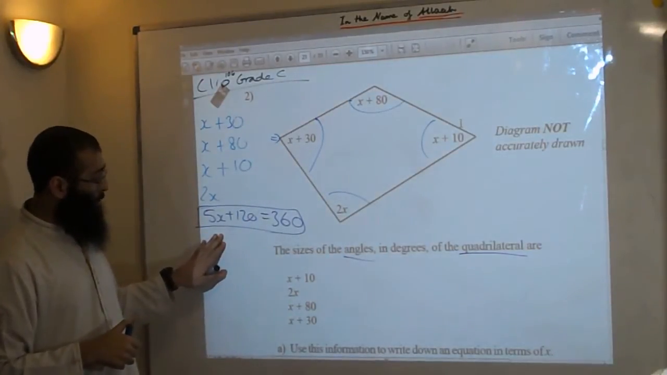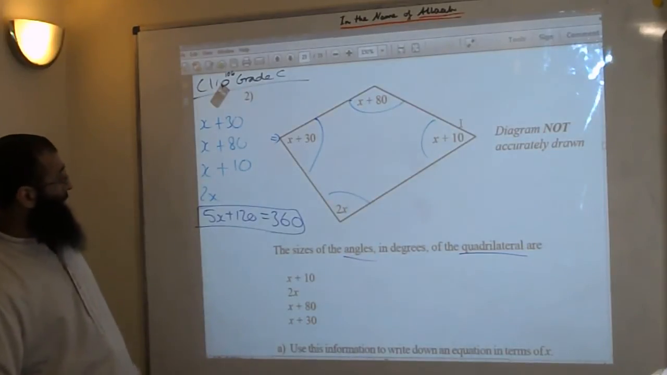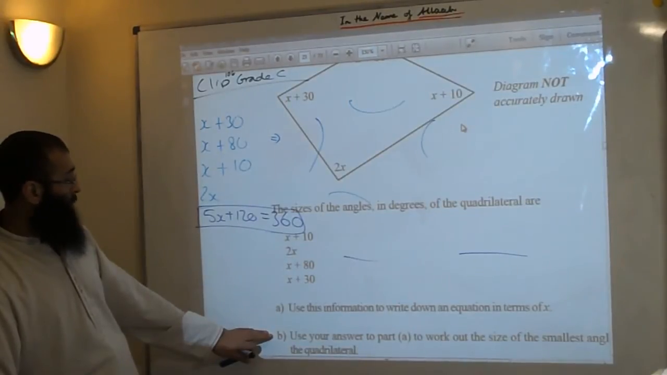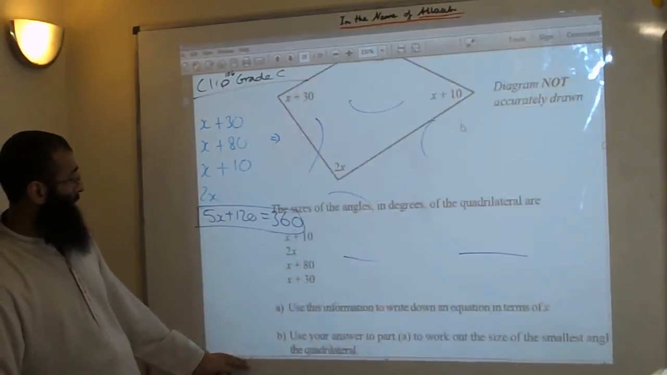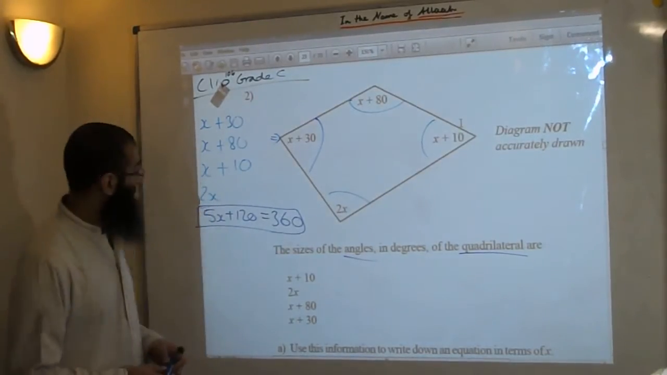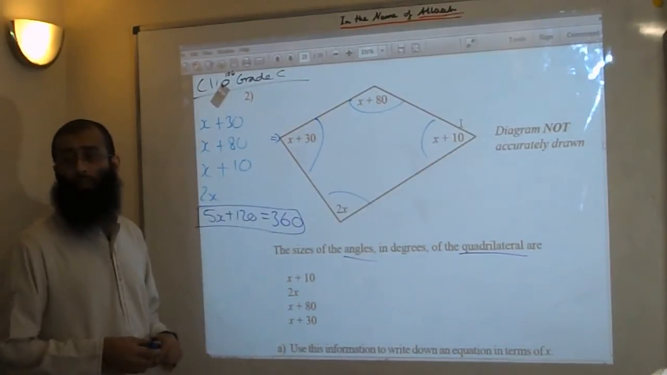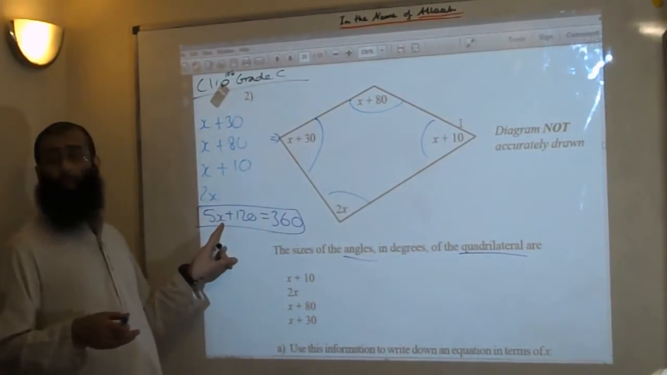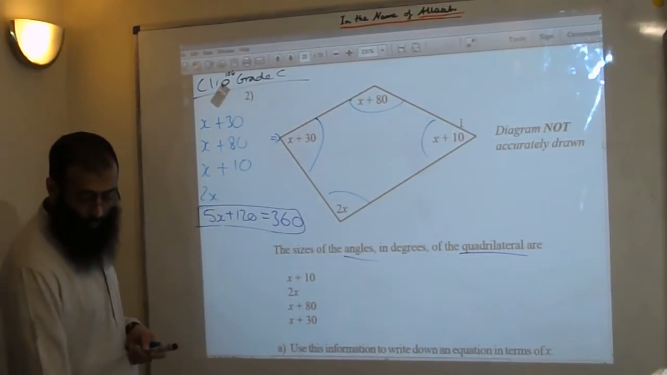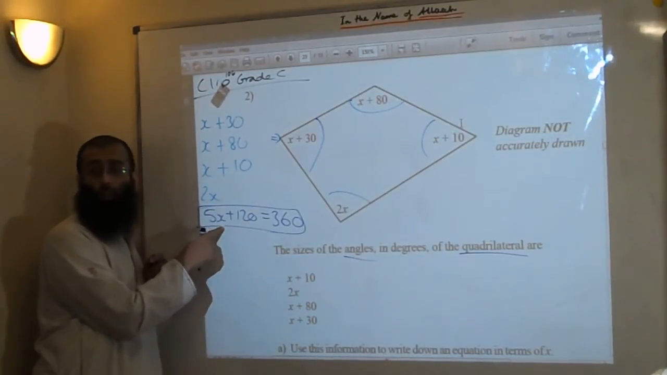So we've done the first part: use this information to write down an equation in terms of x. But what we need to see now is the next question: use your answer to part A to work out the size of the smallest angle of the quadrilateral. Let's go back to this. Okay, so part B now. We have to use this equation to identify the smallest angle, so we need to solve it for x. We can carry on working where we are at the moment.